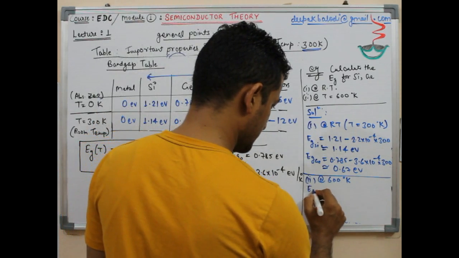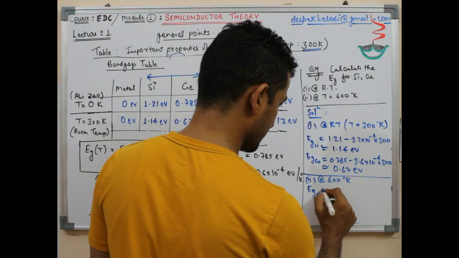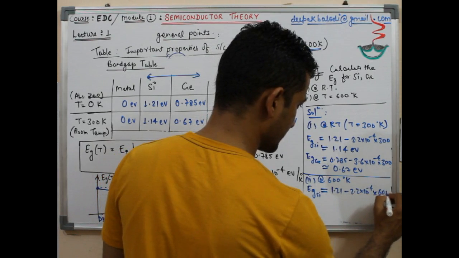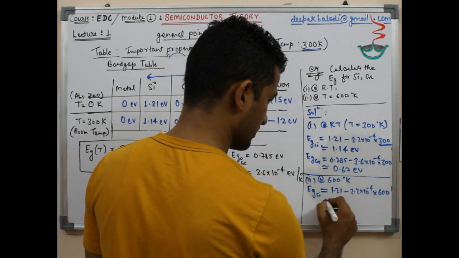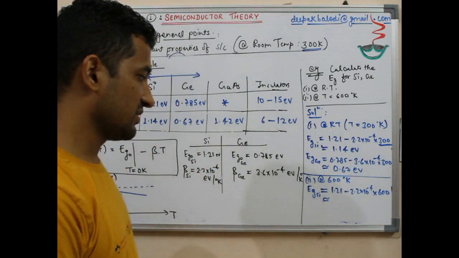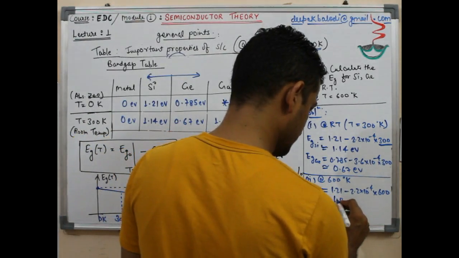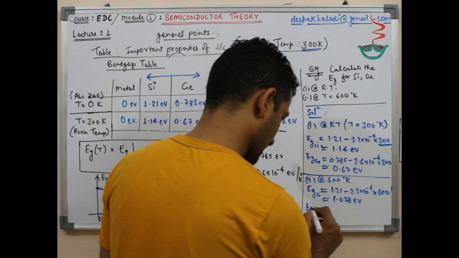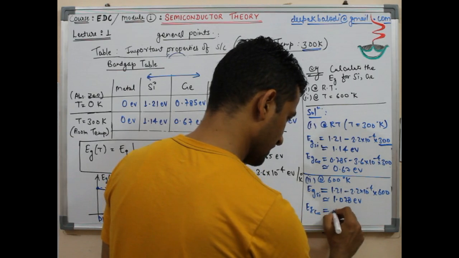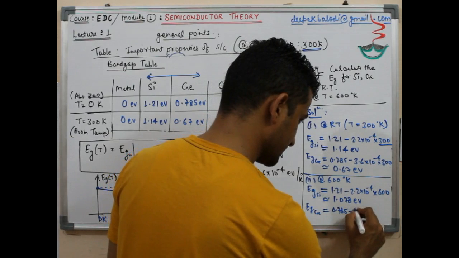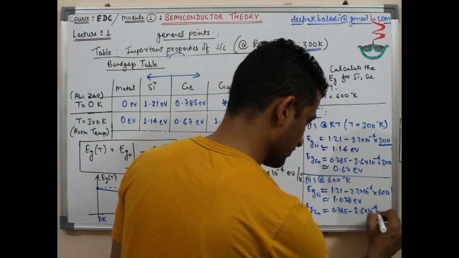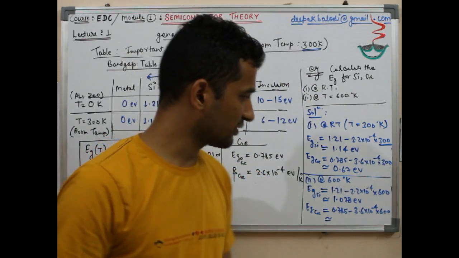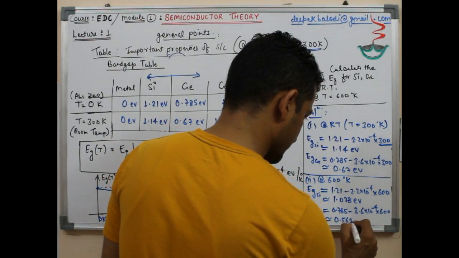So Eg for silicon at 600 Kelvin is 1.21 minus 2.2 into 10 to the power minus 4 into 600. If you try to calculate it, it comes to 1.078 electron volt. You can anytime calculate it using your calculator. And Eg for germanium is 0.785 minus 3.6 into 10 to the power minus 4 into 600, and that also comes to a smaller value, around 0.569.